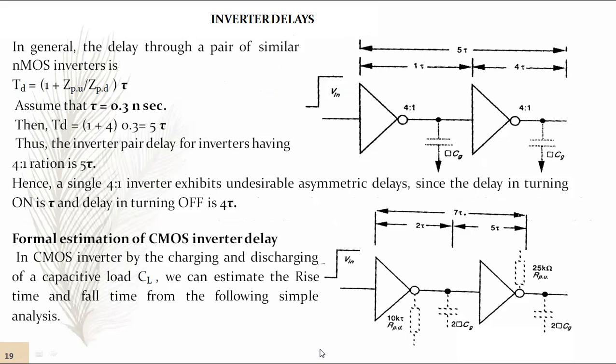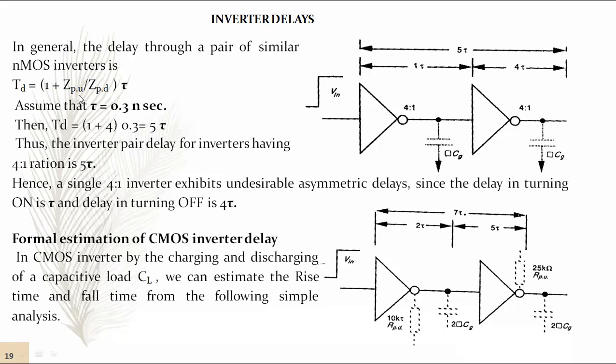Inverter delay, the inverter delay is generally the delay through a pair of similar NMOS inverters. Here total delay is, as we wrote in the diagram, 1 tau plus 4 tau, total is 5 tau. Just say the first inverter is contributing the 1 tau delay, the second inverter is contributing the 4 tau delay, total delay of 5 tau. How does this 5 tau come?